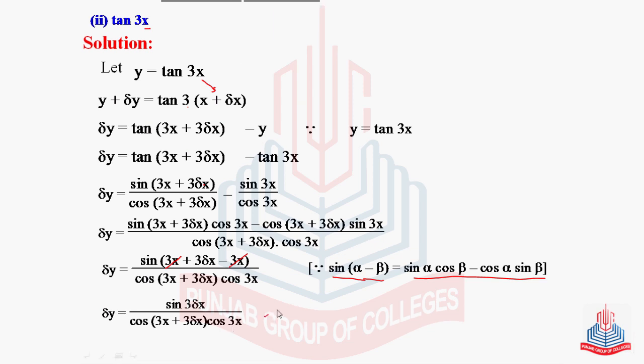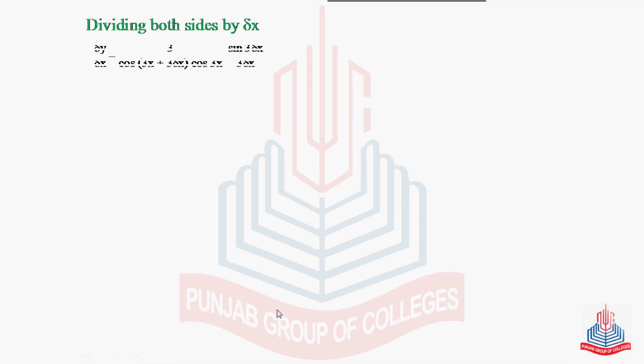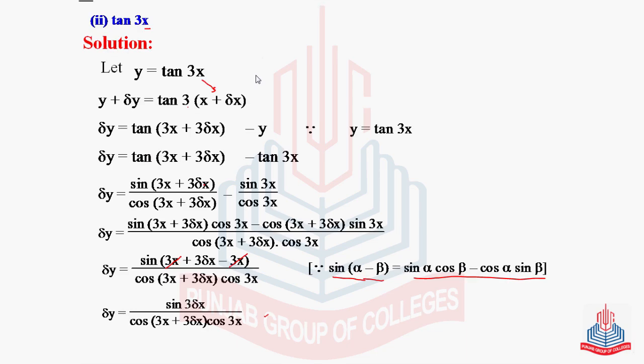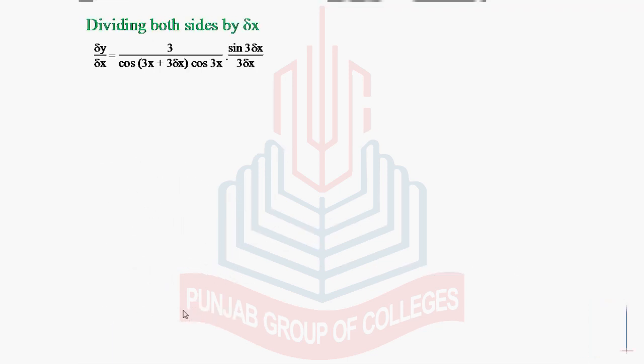Now the step is dividing by delta x on both sides. So dividing by delta x on both sides, that will become delta y by delta x, and on the right hand side it is actually 1 over cos(3x plus 3 delta x) cos 3x into sine 3 delta x divided by delta x. As this one is sine 3 delta x, we have to divide by delta x. This is just to complete the result we discussed in our previous question, that we have the formula limit of sine x divided by x as x approaches 0 is equal to 1.